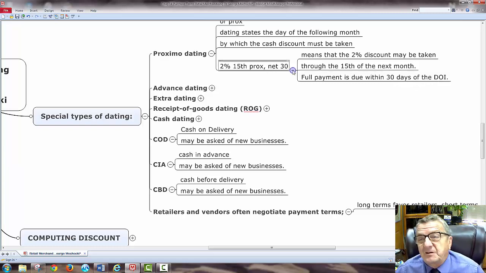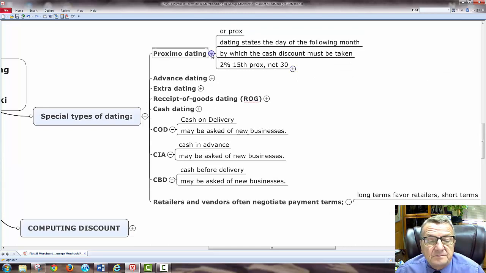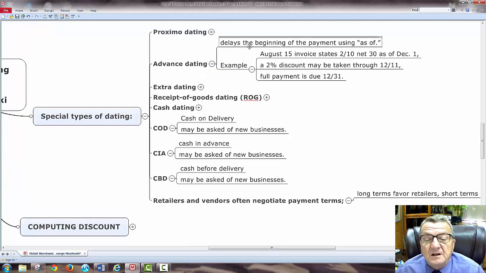Okay, I can say issue. It means the same thing. You know what I'm talking about. Okay. Advanced dating delays the beginning of the payment using as of. And some of us, if we don't have money in a checking account, we go as of, post dated, and they won't cash it.